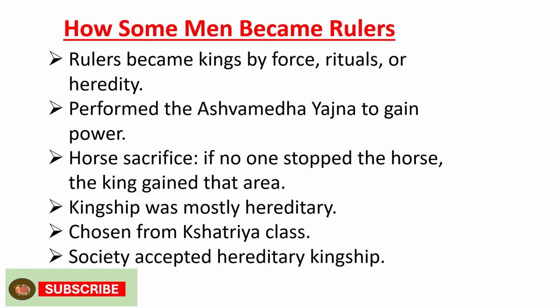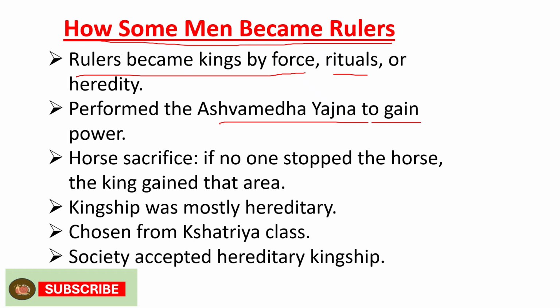Next, we are going to learn about how some men became rulers. Here, rulers became kings by force, by doing rituals, and by heredity. They were performing rituals like Ashwamedha Yagna to gain power. Ashwamedha Yagna is nothing but horse sacrifice. That means if no other kings stopped the horse, then that area came under the person who did the Ashwamedha.